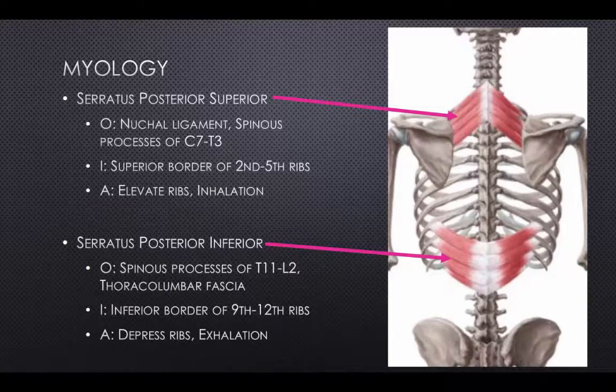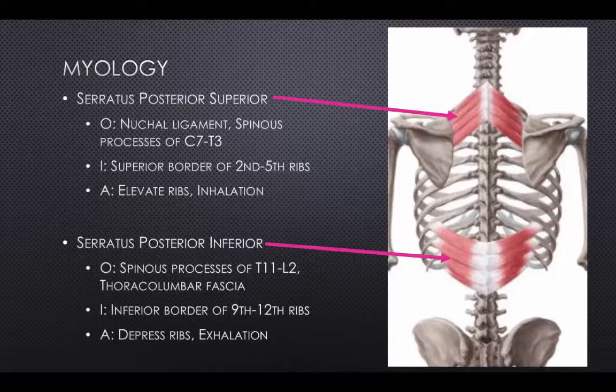The serratus posterior superior is a thin quadrilateral muscle. It is situated at the upper and back part of the thorax, deep to the rhomboid muscle. It originates off of the nuchal ligament, then the spinous processes of C7 through T3, and inserts into the superior border of the 2nd through 5th ribs, and it elevates the ribs during inhalation.